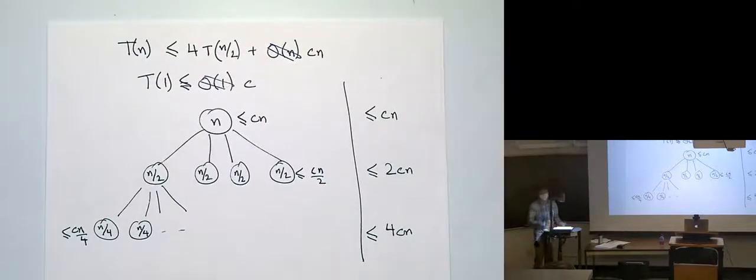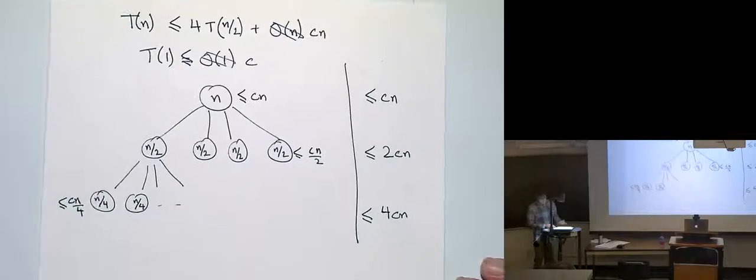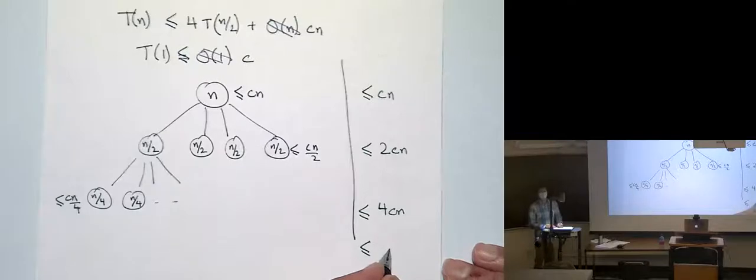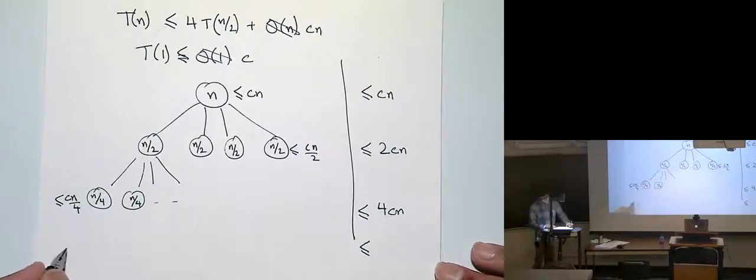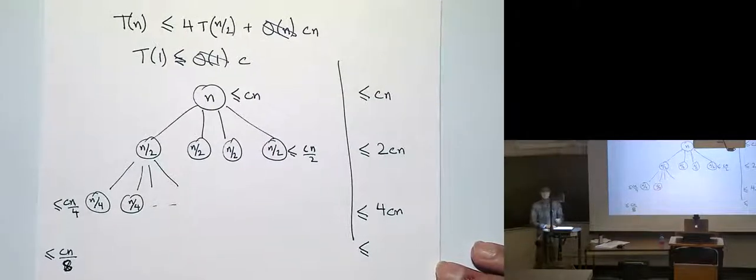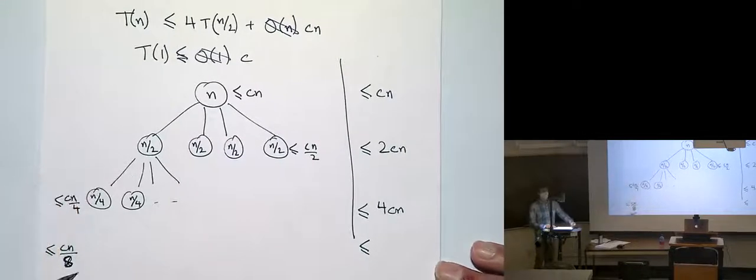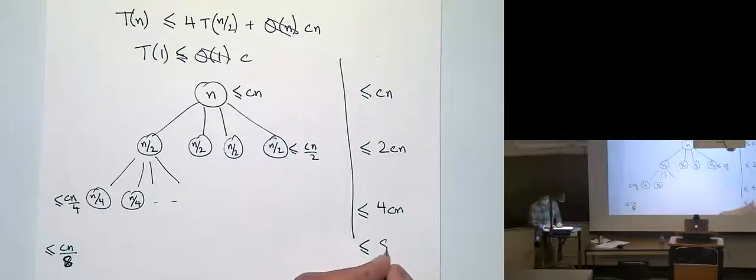This is going to grow exponentially. If you do it for the next step, what you'll get is 2, 4, you get 8cn. Well, yes, you'll get 8cn, because in the next level, let me make sure I'm doing this correctly, you get cn over 8, and how many nodes do you have? 4 times 4 times 4, 64, so you'll get 8cn.